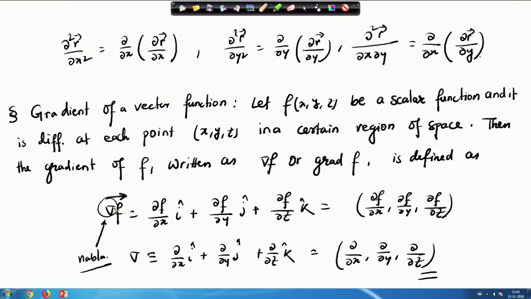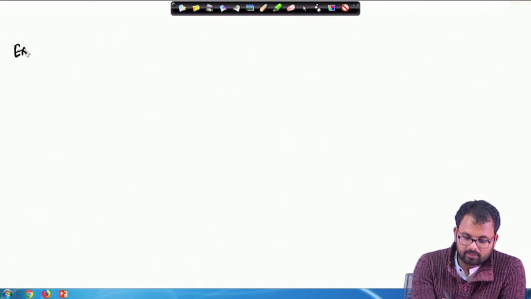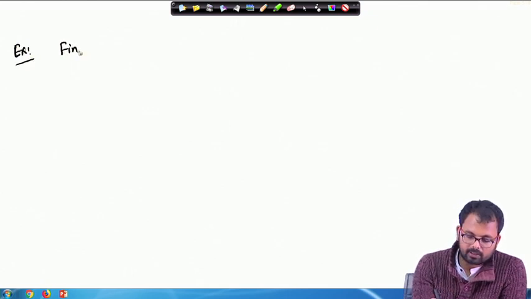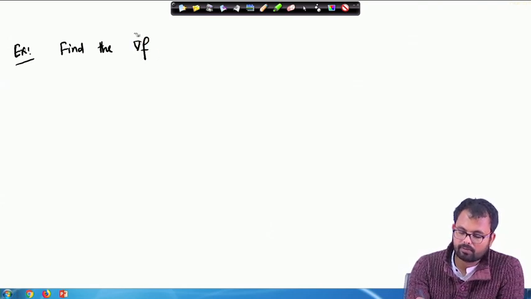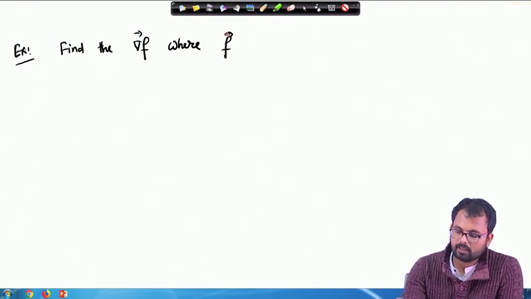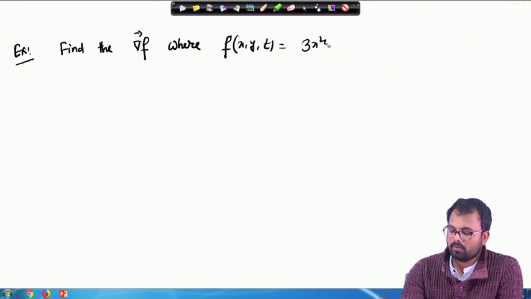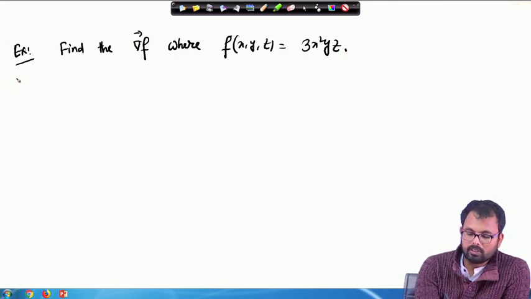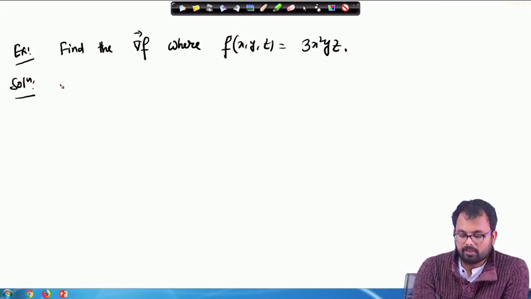Now, let us calculate. Find the gradient of f, where f is obviously a scalar function, and f(x, y, z) is equal to 3x squared yz. That is our given function, and we need to find the gradient of f here. So, let us do that.